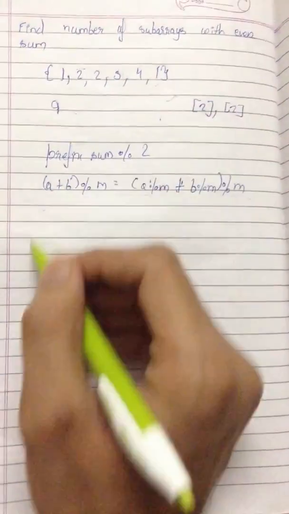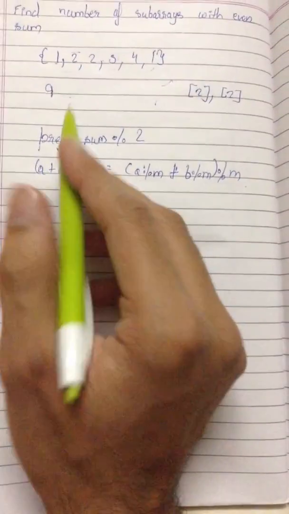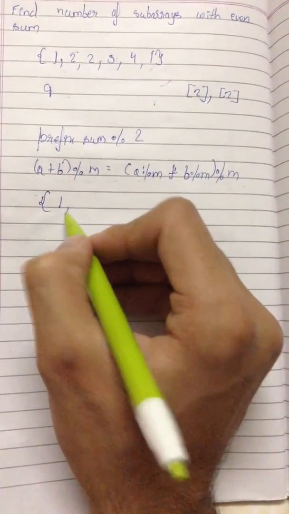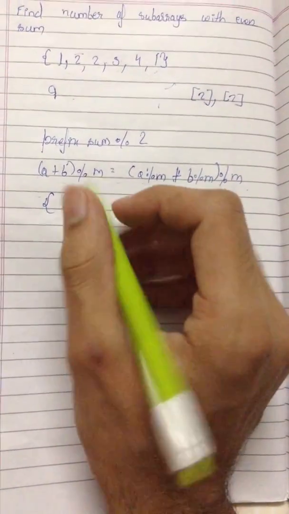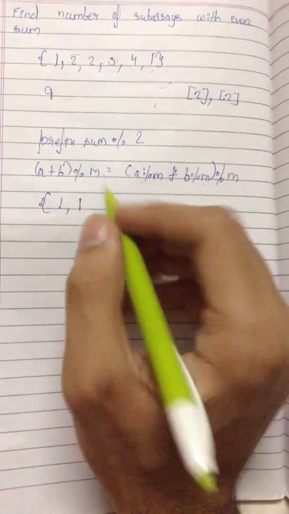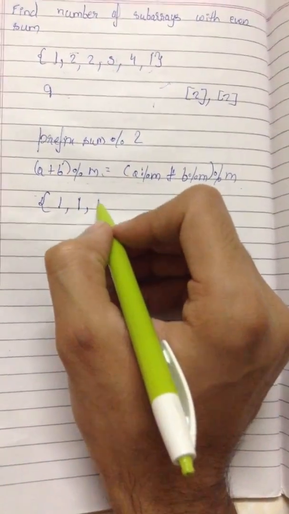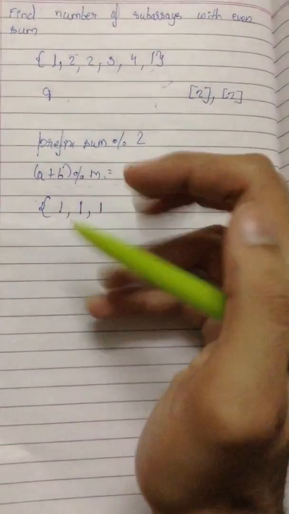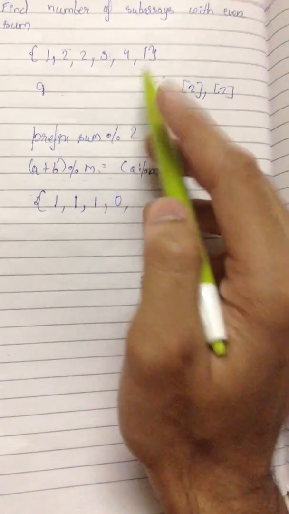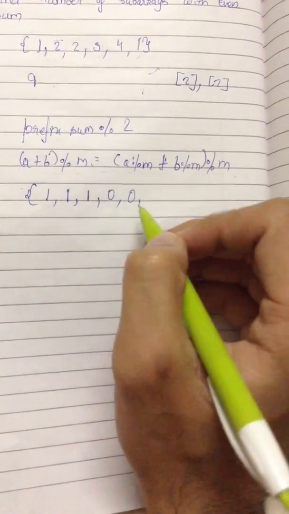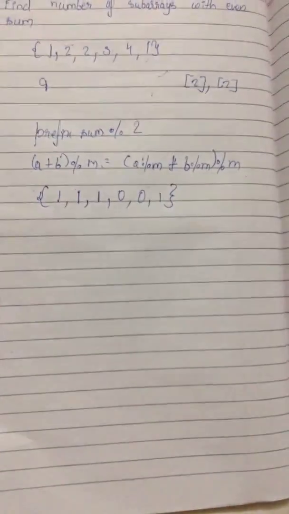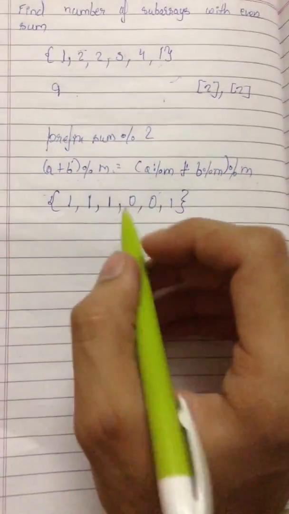For this, what we can do is take the mod of 1. So what will be stored firstly is 1, then 1, then for this it is going to be 1. For this it is going to be 0. For this it is going to be 0, and for this it is going to be 1. So like that.